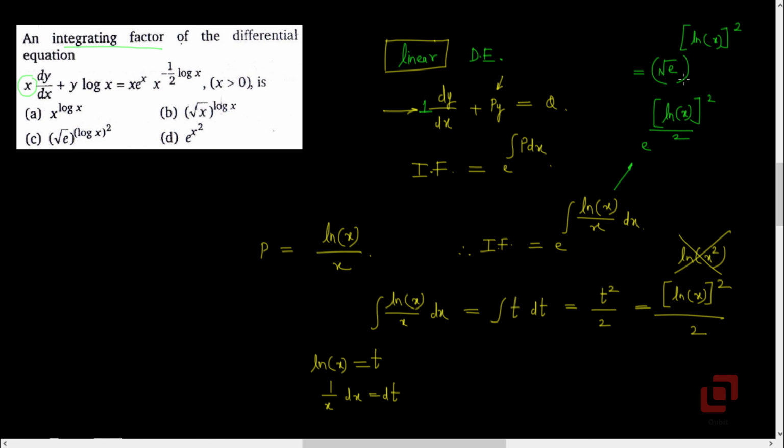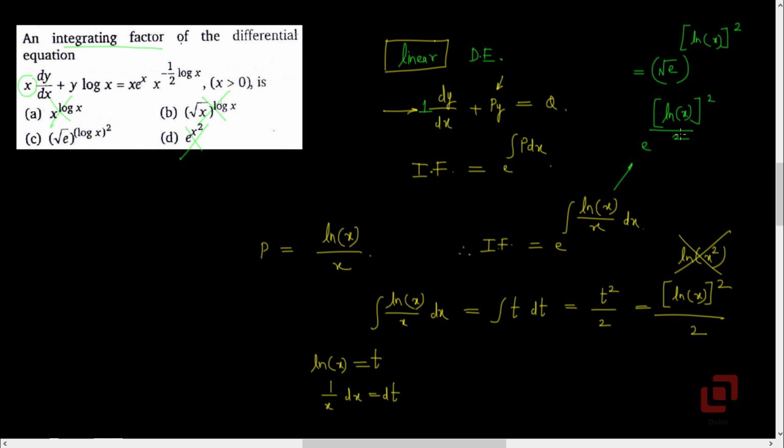Now, why did I do this step? If you look at the options here, nowhere you see e to the power square of log x upon 2. D has e to the power x squared, B does not have e, and A has x raised to log x. So the only possible option is root of e raised to log of x the whole square.